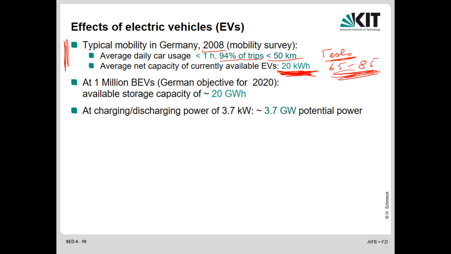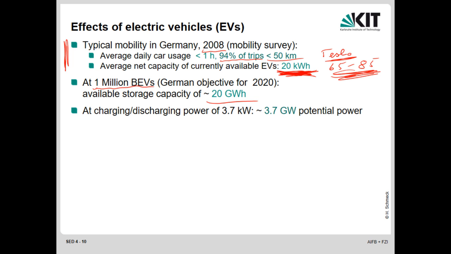Nevertheless, let's consider this calculation here. Assume all our electric vehicles that are expected, or at least hoped for, for the year 2020. Just a simple computation: if we assume 1 million battery electric vehicles with 20 kilowatt hours capacity, that would mean that we have a storage capacity of 20 gigawatt hours.